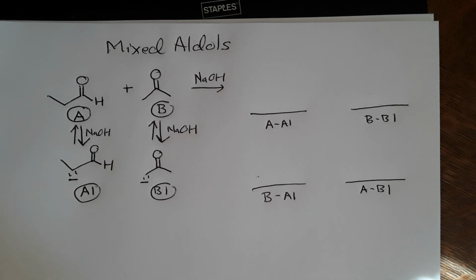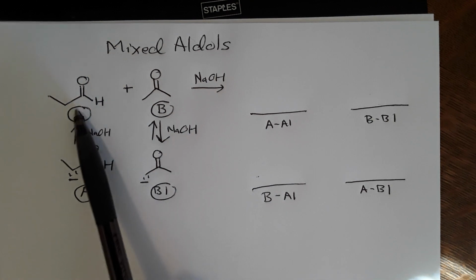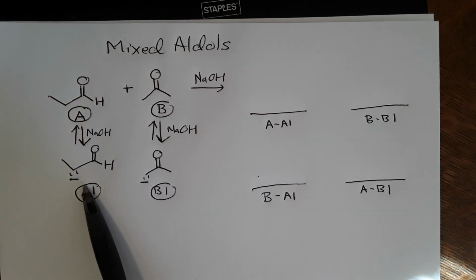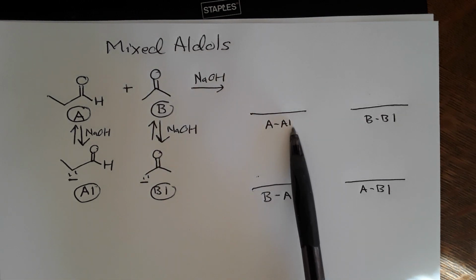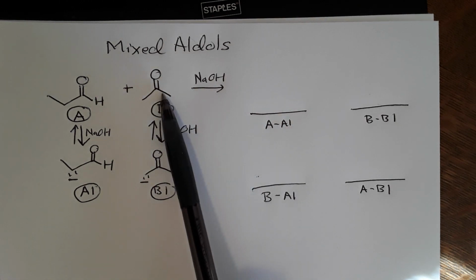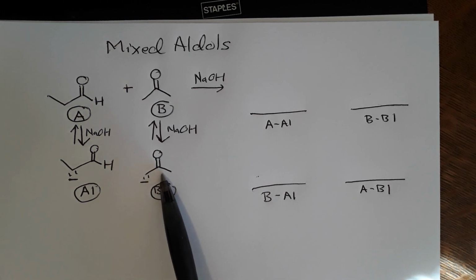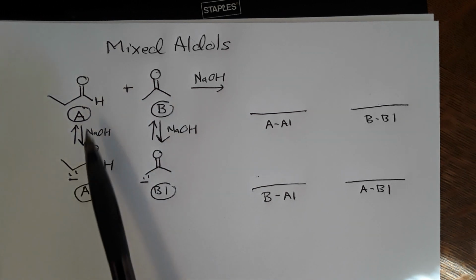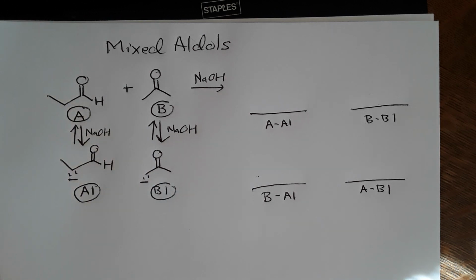So go ahead and pause the video and draw all four products that form. A, this electrophile, can react with its enolate, so A with A1, B reacting with B1, and then B reacting with A1, and A reacting with B1. So go ahead and draw those four products. When you start it up again, I will draw out the products for you, and you can check your work.